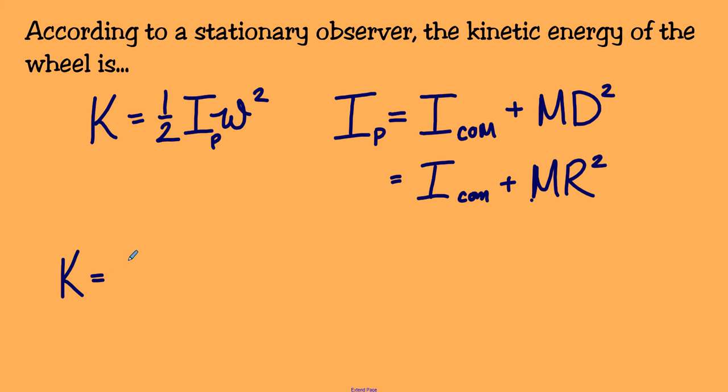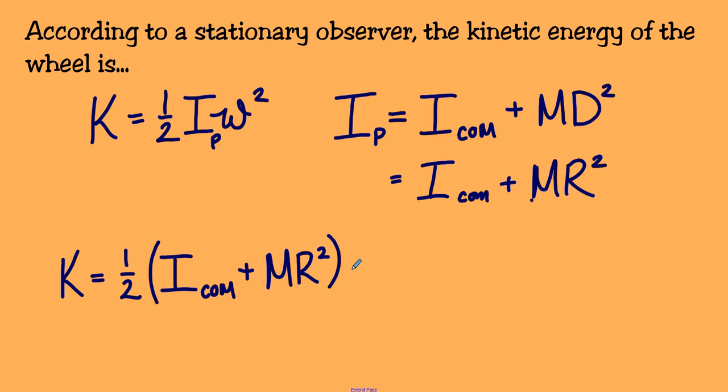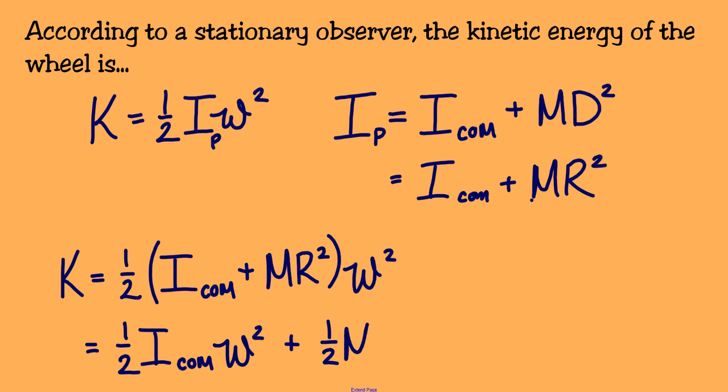So kinetic energy is equal to 1/2 times the quantity, the moment of inertia about the center of mass, plus mr squared, times omega squared. Then I'm going to go ahead and distribute my terms. So I have 1/2 times the moment of inertia of the center of mass times omega squared plus 1/2 mr squared omega squared. Now I'm assuming here my object is rolling smoothly.